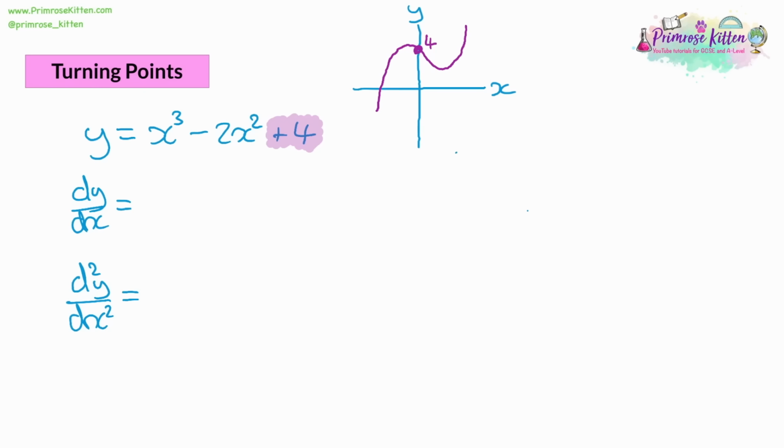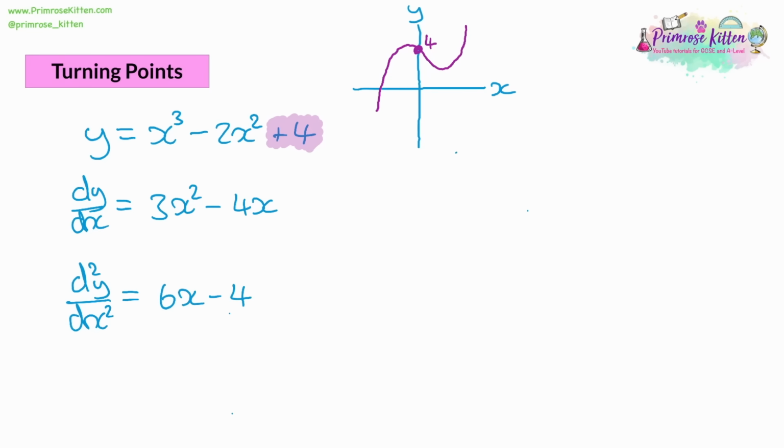So let's do it. 3 times 1 is 3, reduce the power by 1. 2 times 2 is 4, reduce the power by 1. And any whole numbers are going to go away. Differentiating again, 3 times 2 is 6, reduce the power by 1. And it's just the next term, we're just going to keep the coefficient. So what information can we get from these?